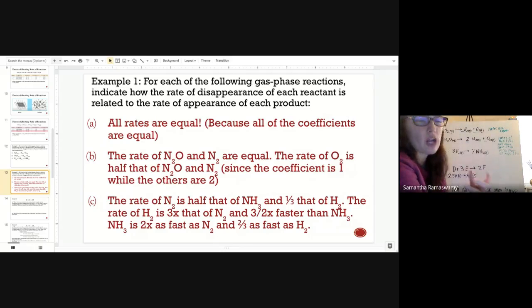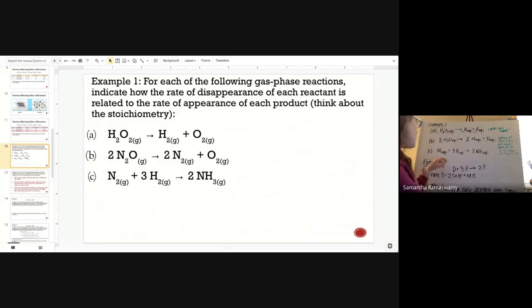This is going to make a lot more sense when we can put numbers to it. Once we can put numbers to it, it'll help, especially with one like C, when your coefficients are not 1 to 1. If we're looking at the rate of each one, nitrogen has a coefficient of 1, so its rate is 1/3 that of H2 and 1/2 that of NH3. Compare the coefficients: 1 is 1/3 of 3, and 1 is 1/2 of 2.